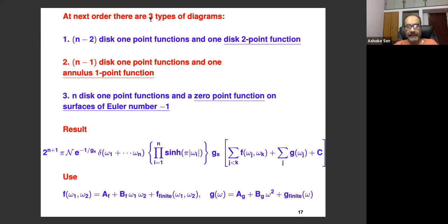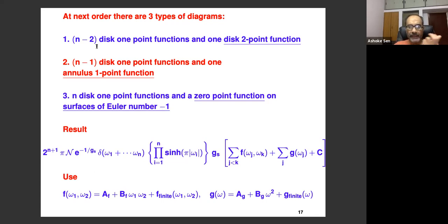So at next order in the G-string expansion, there are three types of diagrams. First, you have n-2 disk one-point functions and one disk two-point function. Then n-1 disk one-point functions and one annulus one-point function. And n disk one-point functions and the 0-point function on a surface of Euler number -1. The important point that I want to emphasize here is that the pieces involved are exactly the same pieces that we have already analyzed: the disk 2-point function, the annulus 1-point function, and the 0-point function on a surface of Euler number -1.